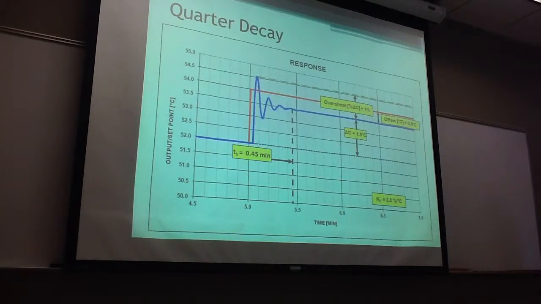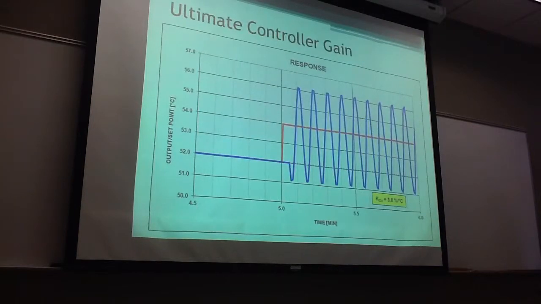And this one's a bit more interesting with the quarter decay. The overshoot should be 51%, which corresponds with the Routh plot there. The controller gain for this one was 3.8% per degree Celsius. For the ultimate controller gain, we found 5.8% per degree Celsius.